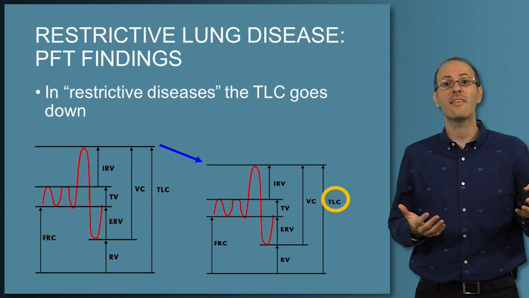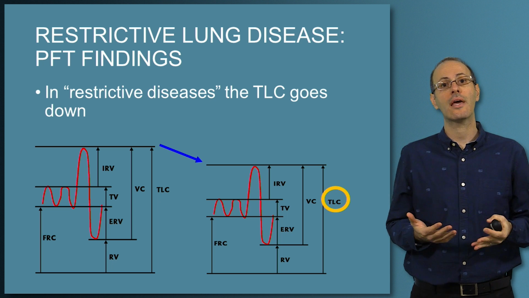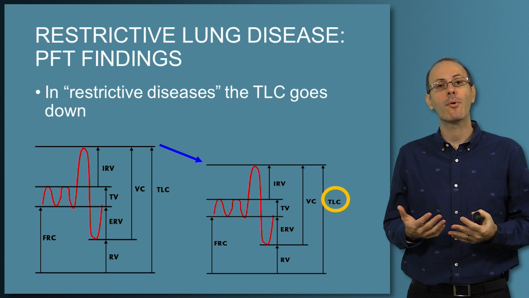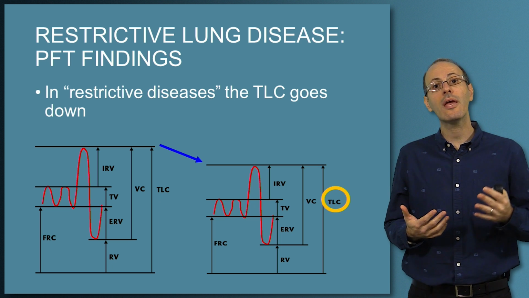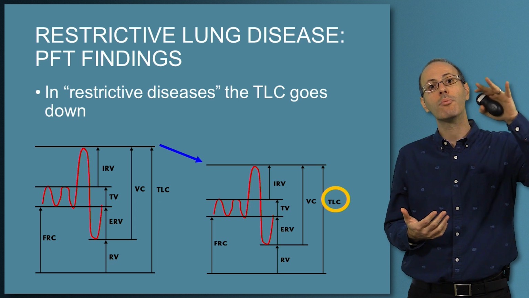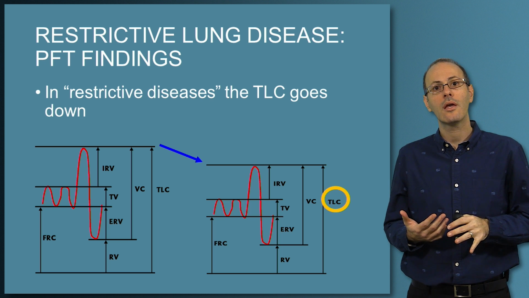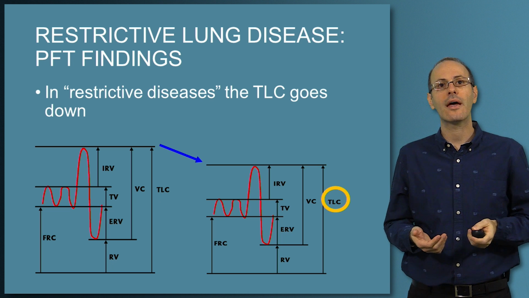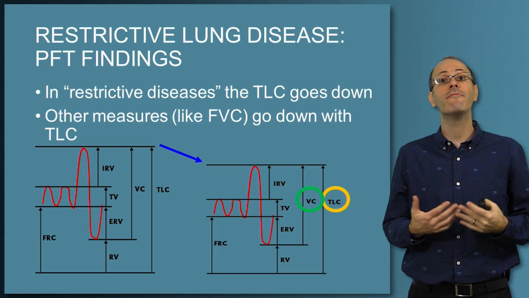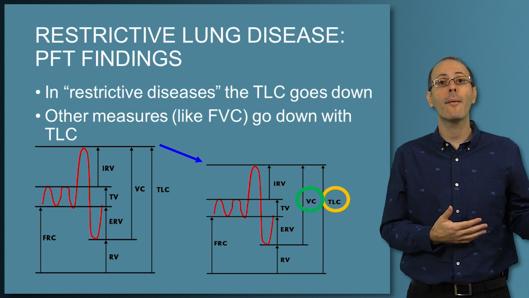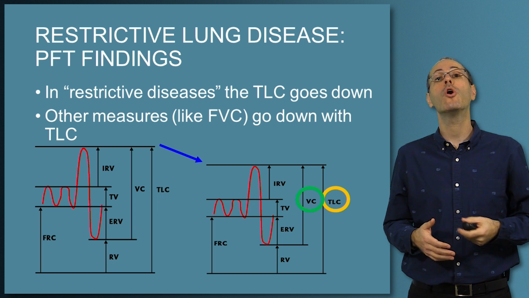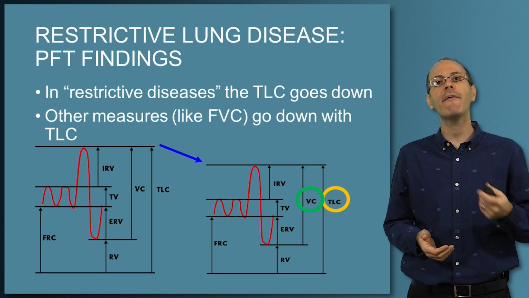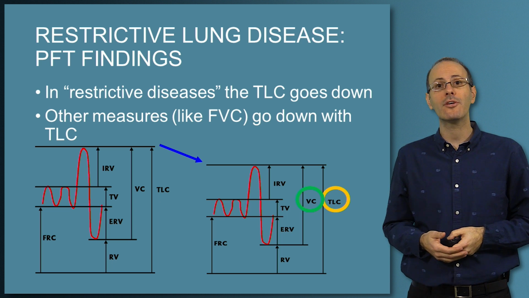In restrictive lung diseases, as I mentioned, the total lung capacity goes down. As you look at this graph, which illustrates what happens during a spirogram or a spirometric maneuver, you can see the patient breathes all the way in to TLC, and breathes all the way out to RV. And we use these tests to measure the TLC. So if the TLC goes down, other measures, like the vital capacity, or when we're measuring it on spirometry, the forced vital capacity, will go down with the TLC. This is important because we use FVC as a more convenient measure of lung restriction.